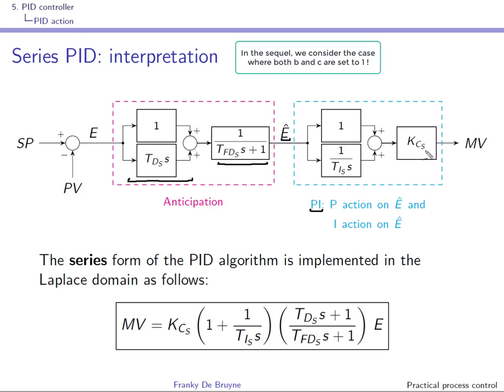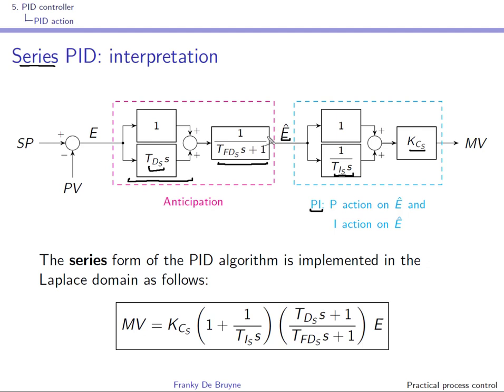Notice also that the names of the parameters have been chosen KCS, TIS and TDS, and the S stands for series implementation. This is because the meaning of those parameters is different if you're using a series PID and a parallel PID. We'll come back to that later.